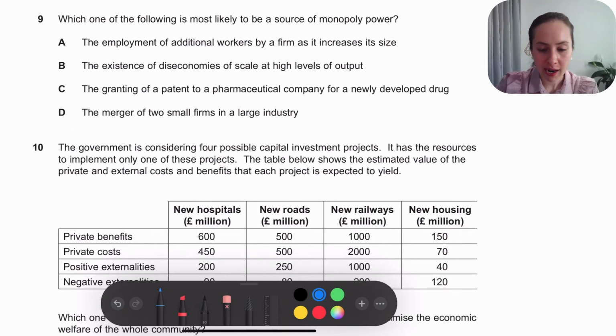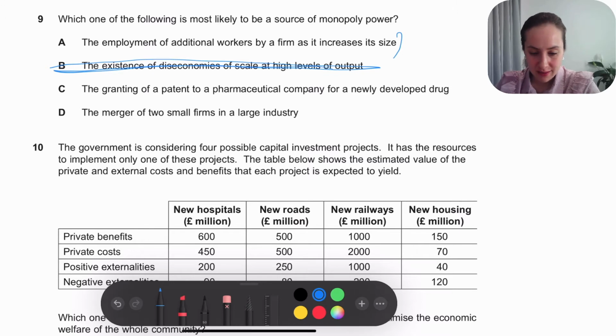To gain monopoly power, looking for things like lots of economies of scale, lots of barriers to entry, that kind of thing. Employment of additional workers as it increases its size. Yeah, more workers maybe could help produce more. Maybe that gives them economies of scale or something permanent. But I guess a monopoly would have to do something a bit larger than that, because they have to be the only supplier in the market, right? So I'm skeptical about diseconomies of scale. No, because that would prevent the company from growing. You want monopolies to be really big, to have high barriers to entry.